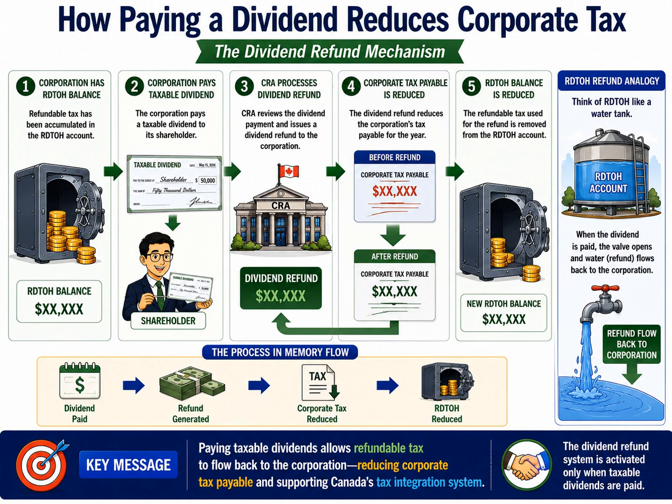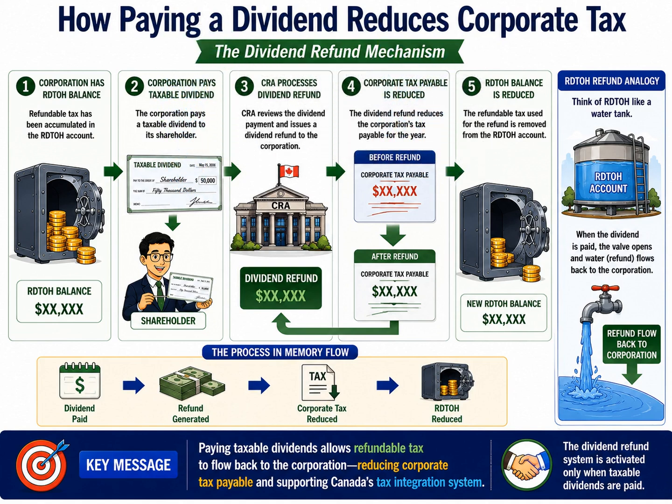When the corporation pays a taxable dividend, it's like opening a valve at the bottom of the tank. Water begins flowing back out, representing the dividend refund received from the Canada Revenue Agency. As the refund is paid, the water level in the tank drops, just as the balance in the RDTOH account decreases. A simple way to remember the entire sequence is: the corporation pays a taxable dividend.